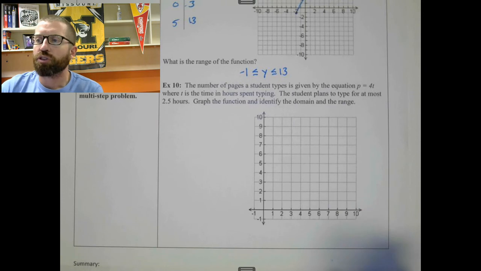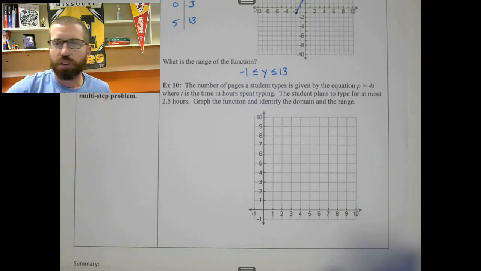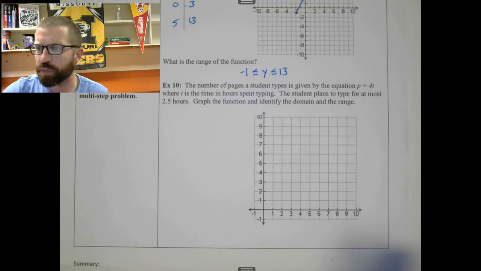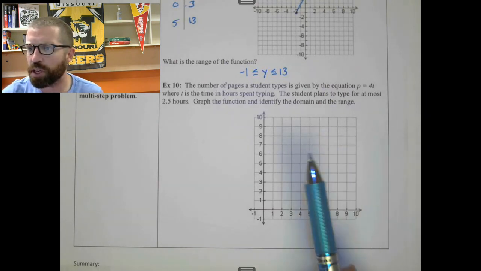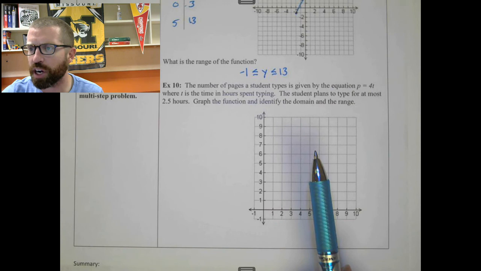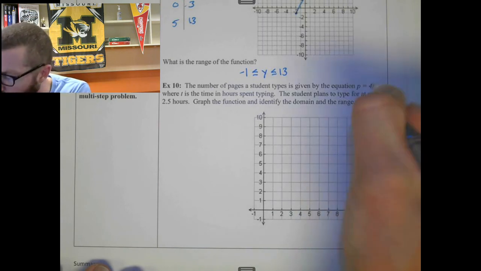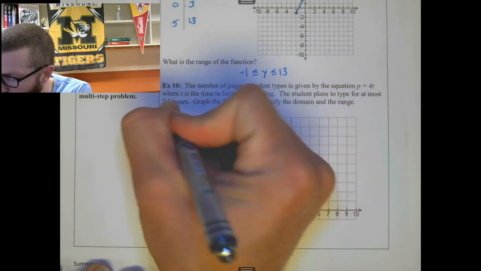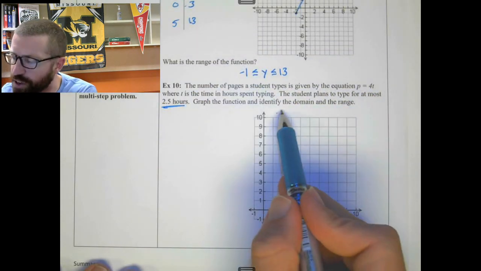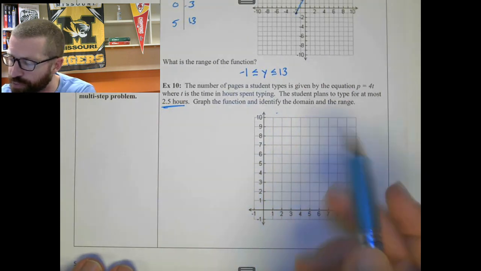Okay, give this one a try. Pause this video and try to solve this on your own. It says the number of pages the student types is given by the equation P equals 4t, where t is the time in hours spent typing. The student plans to type for at most 2.5 hours. Graph the function and identify the domain and range of the function.